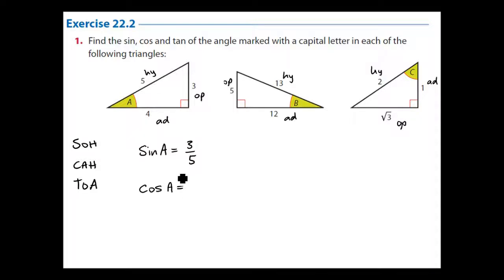Cos of the angle A, that's adjacent over hypotenuse, which is 4 over 5. And tan of the angle A, that's opposite over adjacent, 3 over 4.